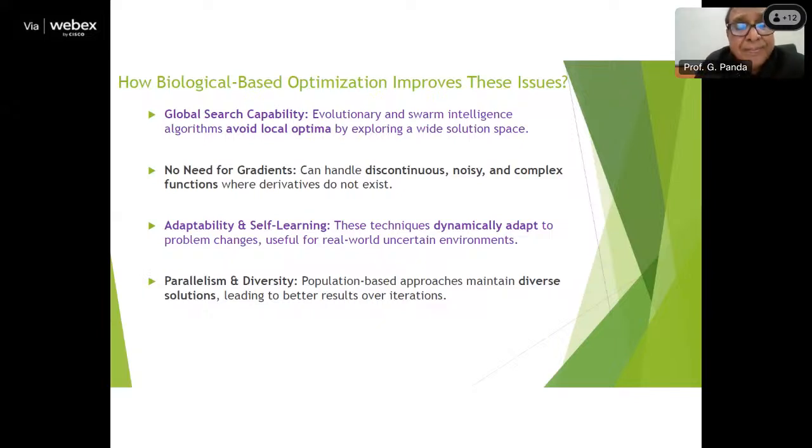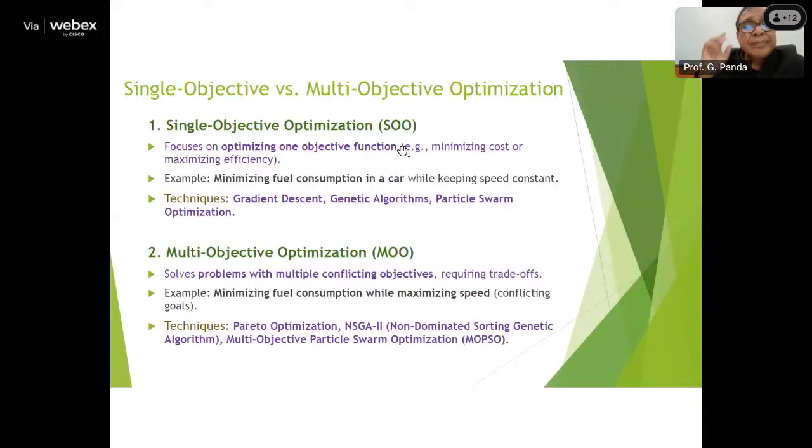Parallelism and diversity. Population-based learning maintains diverse solutions, leading to better results over iterations. As I told in the beginning, optimization essentially can be broken into single objective and multi-objective. In case of single objective, for example, minimization of the fuel consumption in the car while keeping speed constant. So this can be solvable by gradient descent as well as genetic or PSO algorithm.